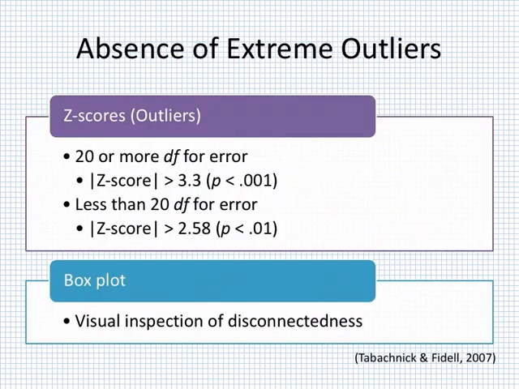And then the last part is to test for extreme outliers. So we look at z-scores. If the degrees of freedom is over 20, then the criterion would be 3.3. If it's less than 20, it's 2.58.